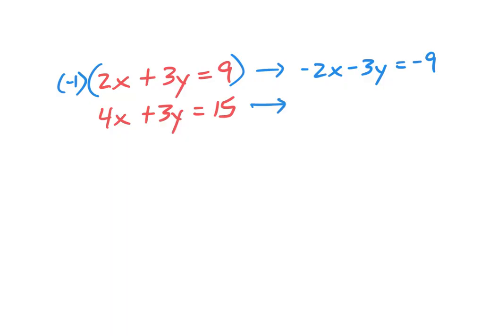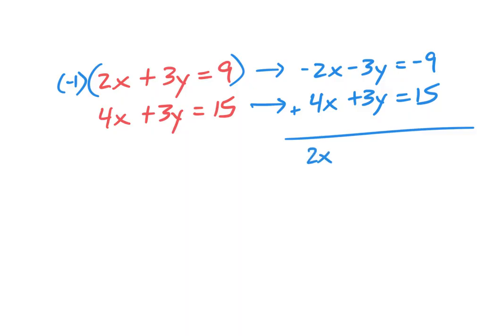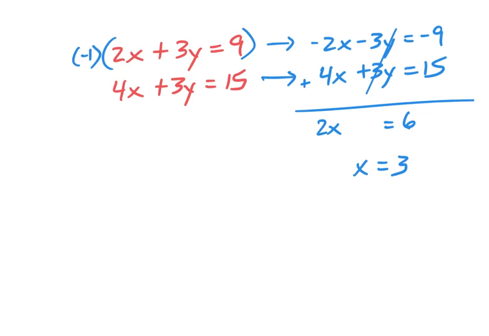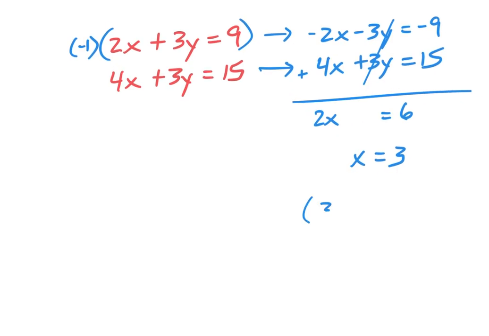Okay, the bottom equation, we're not doing anything with it, but I'm just going to move it over here underneath the other one. So now they're lined up. Once I've made these opposites of one another, now we can do our addition. Right now we can just add these two equations together. My y's are going to disappear. And 6 divided by 2 would be 3. So we get x equals 3.